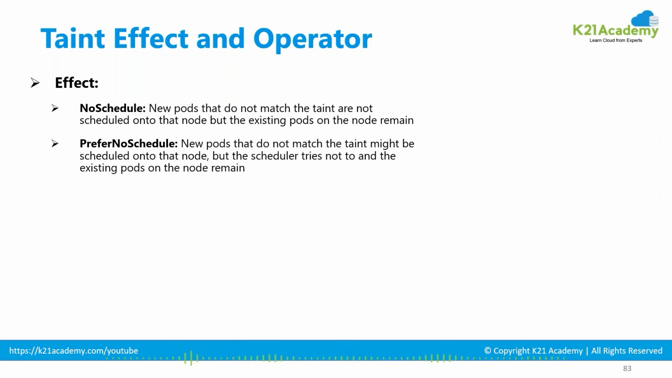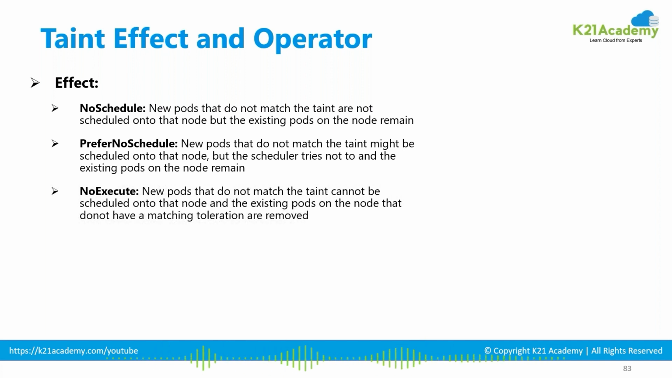PreferNoSchedule is another effect that you can use. What is the meaning of that? New pods that do not match the taint might be scheduled onto that node, but the scheduler tries not to, and the existing pods on the node remain as they are. It is similar to a hard limit and soft limit. We use preferred during scheduling, ignored during execution, right? In a similar way, even if the worker node is tainted, you can still deploy the pod in case it is used as a soft limit.